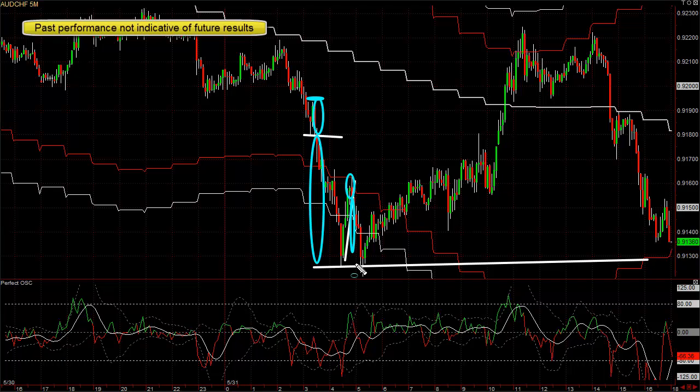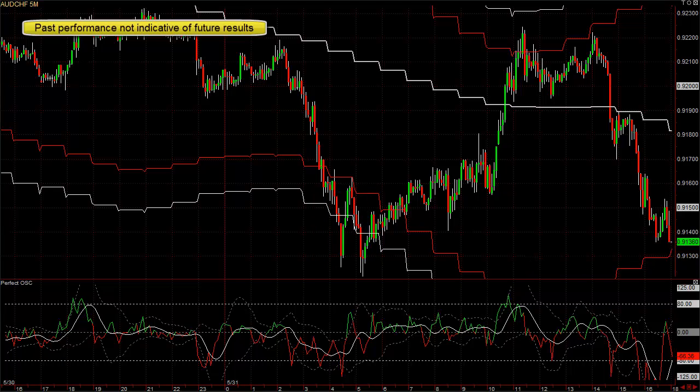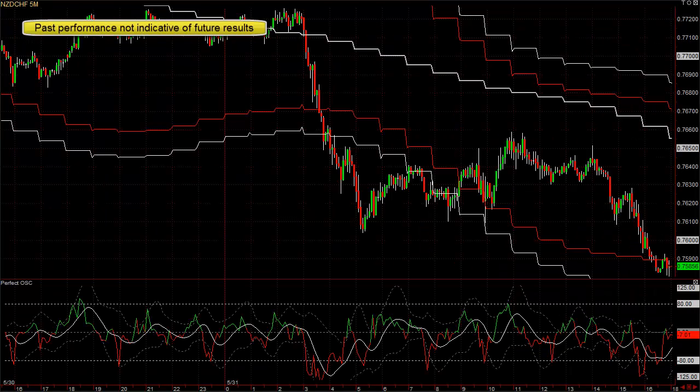Same thing with this one. If you even got half of this, you made more than what your risk is, and that's really the key to trading. The other one that we saw on there was the New Zealand Swiss. 3:30.